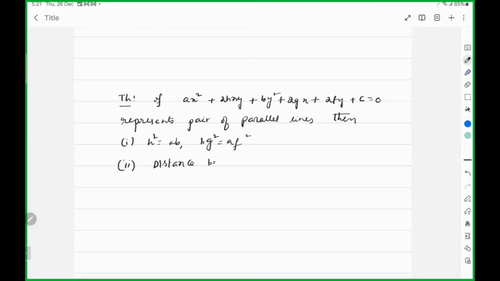So the distance between the pair of parallel lines is 2 root of g square minus ac by a into a plus b, or 2 root of f square minus bc by b into a plus b.